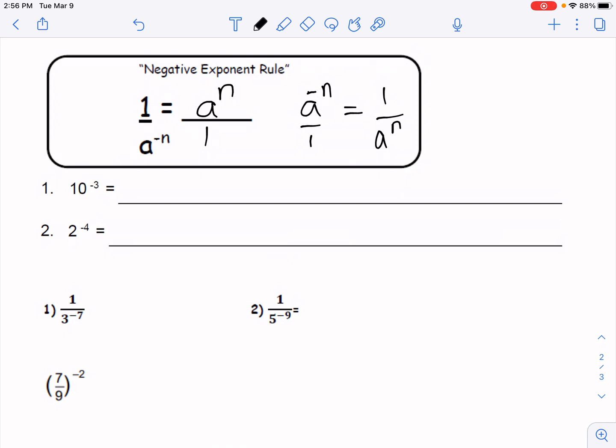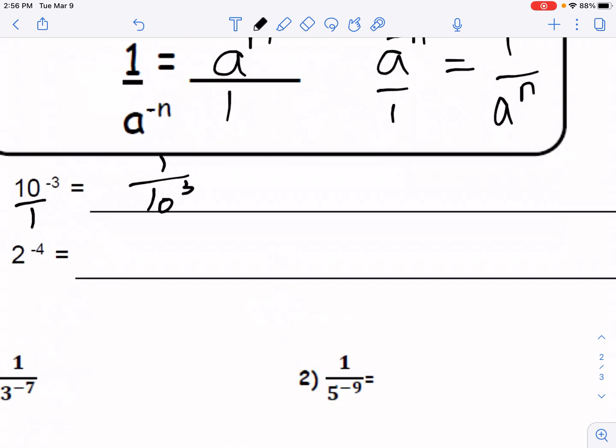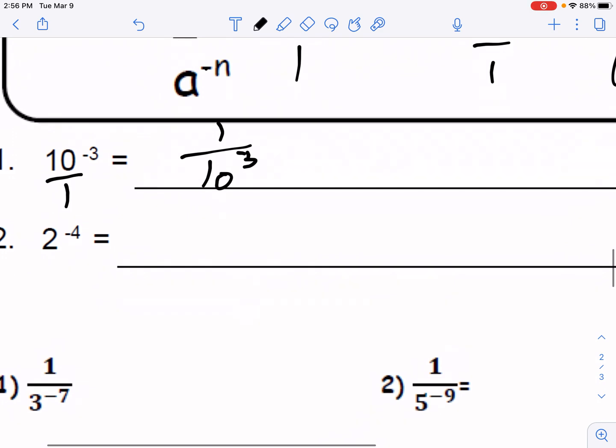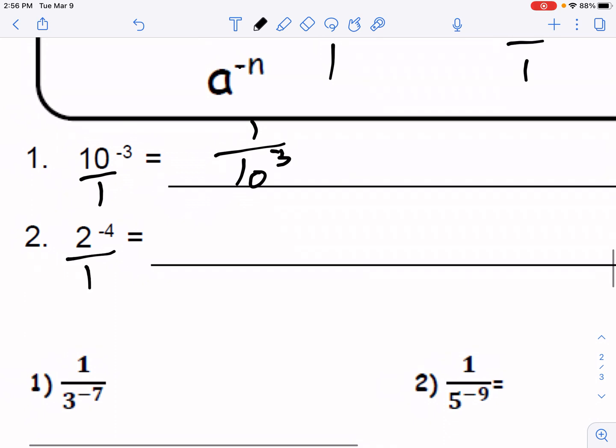So let's just look at some examples here of what we're talking about. 10 to the negative third, we could treat that like it's over 1. Since we have a negative exponent, we're going to flip it, and it becomes 1 over 10 raised to the third power. But now that power is going to be positive. Same thing here. We have 2 to the negative fourth. If we're going to write it with a positive exponent, we could treat it like it's over 1, flip it, and we'd have 1 over 2 to the fourth power. But now the exponent is going to be positive, okay?